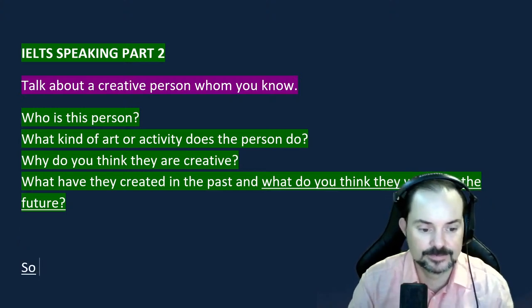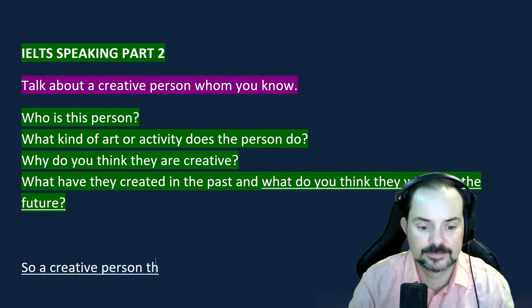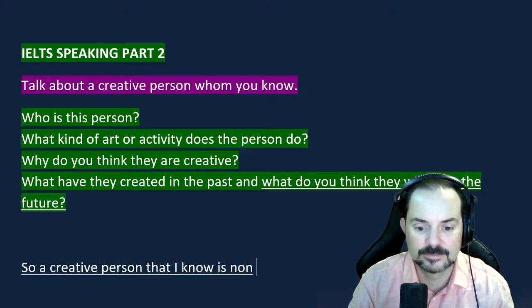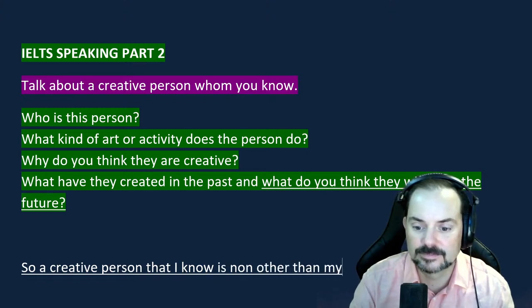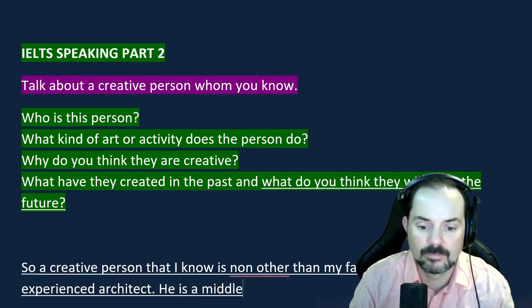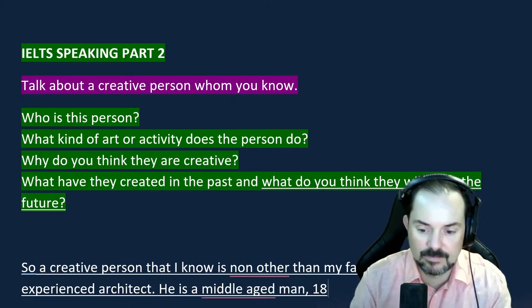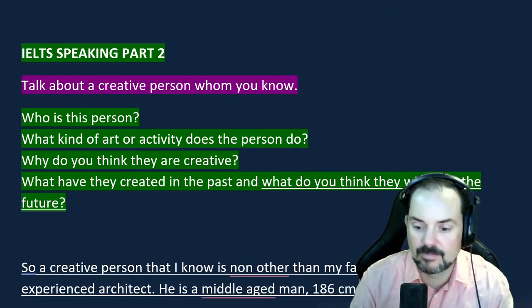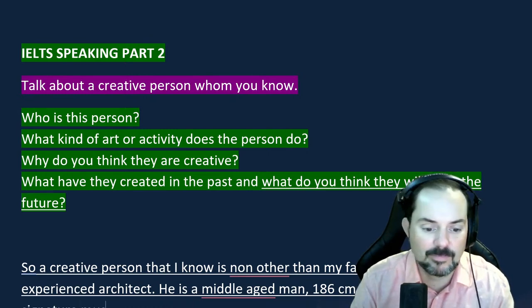So a creative person that I know is none other than my father, John, who is an experienced architect. He is a middle-aged man, one 80 centimeter tall, and he has a very unique signature brown mustache. He always wears a dark suit at work. The reason why his name popped up in my mind is because he is an open-minded person.